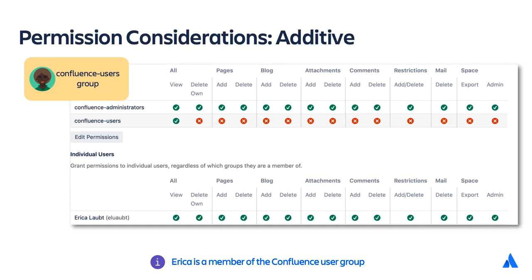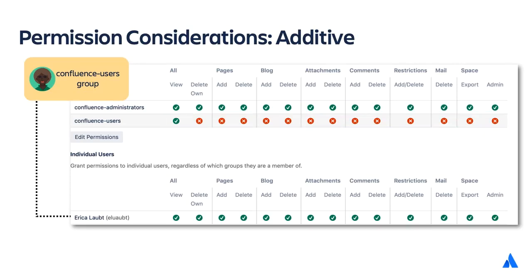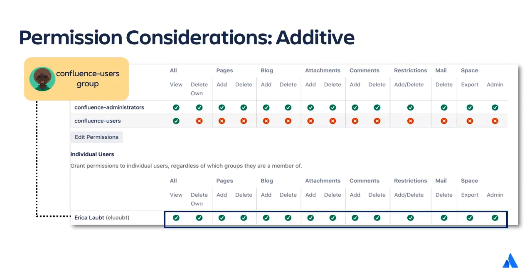Permissions are additive. In the space shown, Erica is a member of the Confluence users group, yet she is able to perform all space functions including administration. Let's see how. As a member of Confluence users group, Erica has access to the space. As a member of that group, she can view content. And that's all. The group doesn't have any other permissions. However, Erica has been given individual access to view the space and has been granted every other space permission.